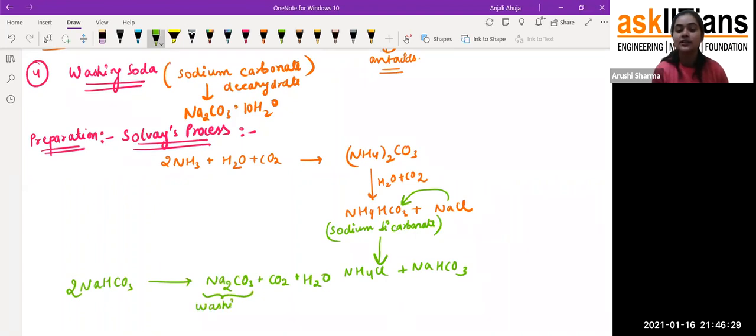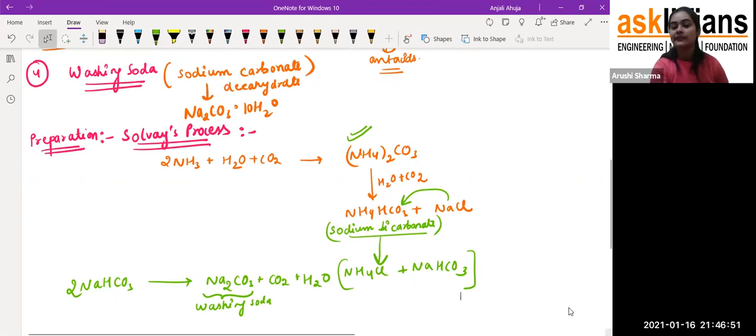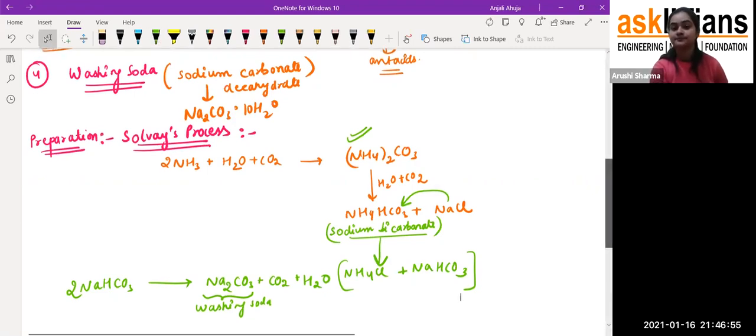So this is the Solvay process, students. We use ammonia in the presence of water and carbon dioxide, and we get ammonium carbonate, and then again we get sodium bicarbonate, and then NaCl is added so that we get ammonium chloride and NaHCO3, the sodium hydrogen carbonate, and from that we prepare washing soda. This is the Solvay process which we use to prepare the washing soda.